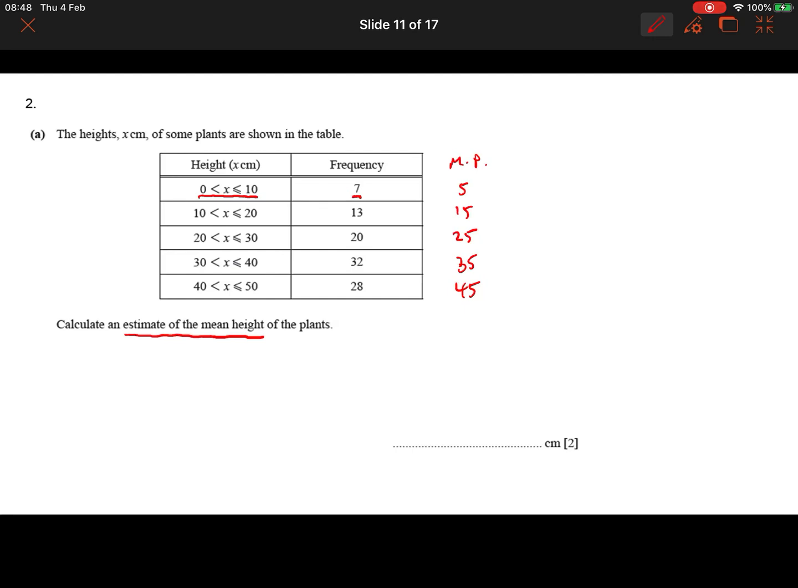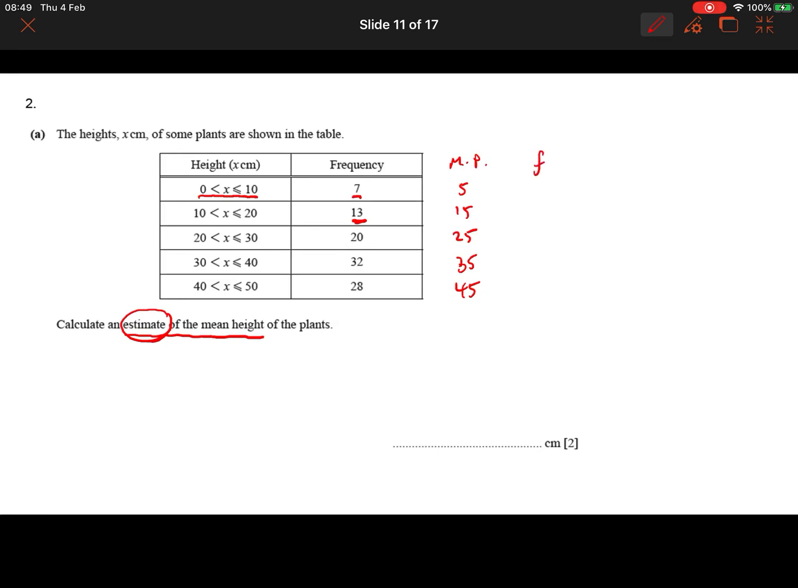7 plants that are between 0 and 10 centimetres. But we don't know exactly how tall those plants were. So we guess that they're all 5 centimetres. And that is why you can only estimate the answer. You're not going to get an exact answer. You're estimating because you don't know those 7 plants that were between 0 and 10, so you're guessing that they were 5. Okay? And you're guessing that the 13 plants that were between 10 and 20 were 15 centimetres long, okay?